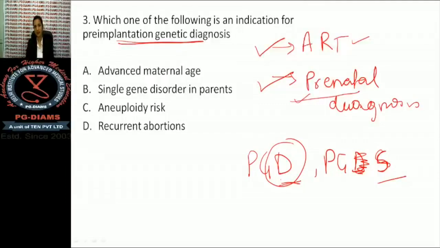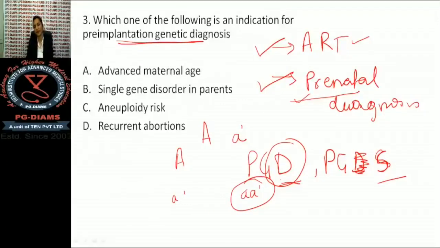Now suppose there is a couple, both of them are carriers of a recessive condition like cystic fibrosis. So this is the father who's a carrier, that's the carrier gene, and that's the mother who's a carrier. So you have a 25% risk of an affected baby. They want to know whether the baby is affected or not.